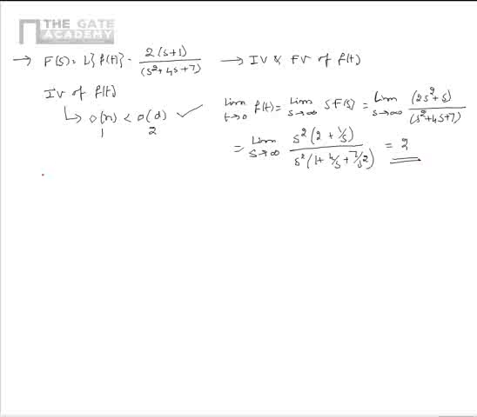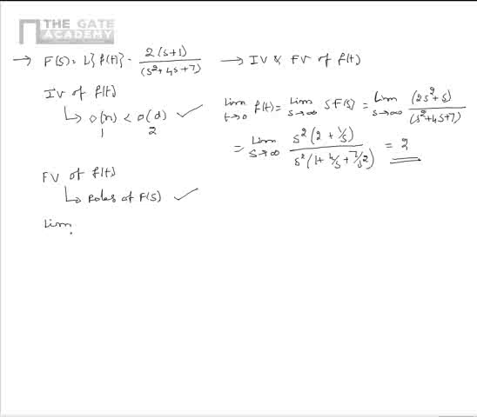And the final value of f of t can be found using the final value theorem. For this to be applicable, the poles of F of s should be strictly in the left half of the s plane, which is also satisfied here.